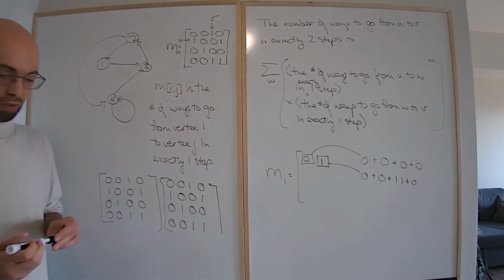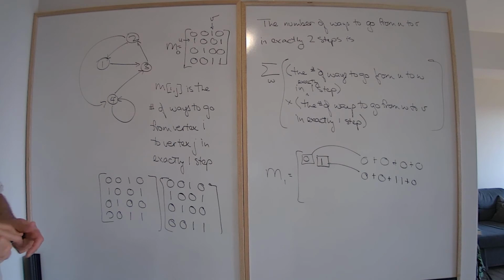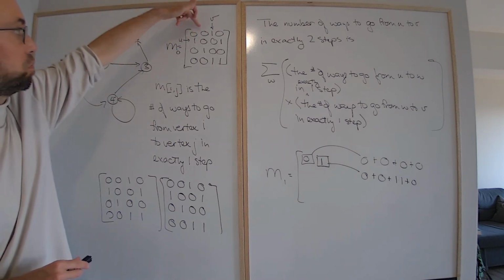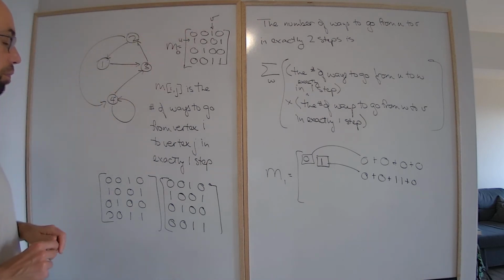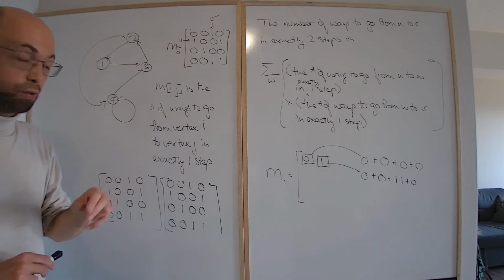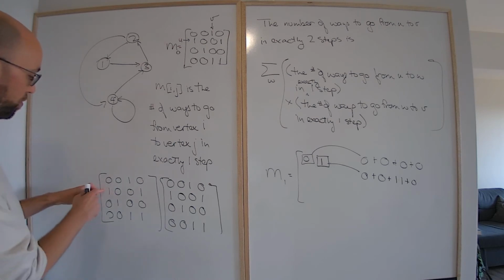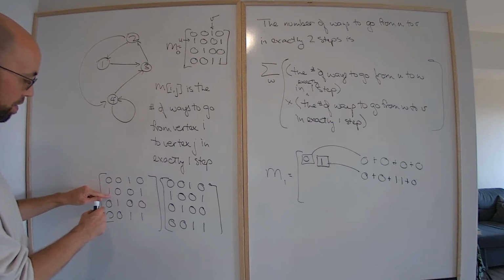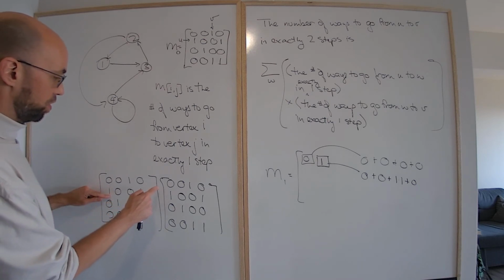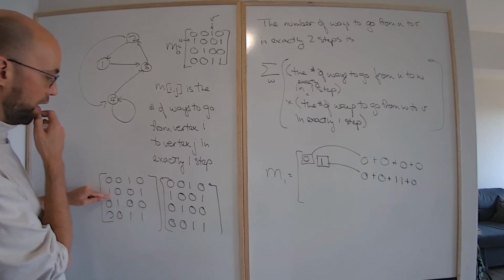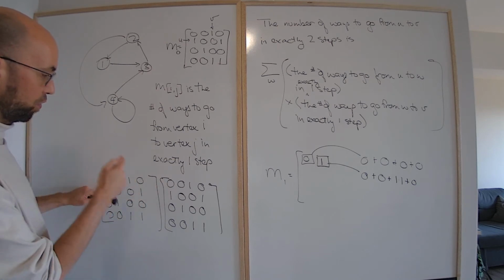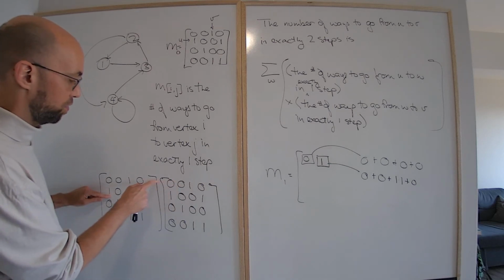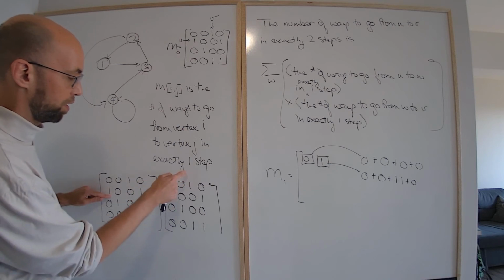Okay, so now suppose we want the number of ways to go from 2 to 3 in exactly 2 steps. Well, it's the number of ways to go from 2 to 1, which is 1, times the number of ways to go from 1 to 3, which is here. Because the row is where you're coming from, and the column is where you're going.